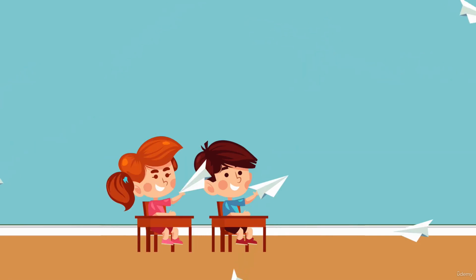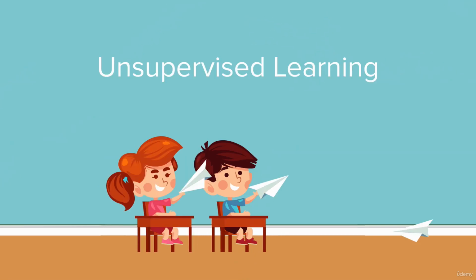Now we're going to talk about unsupervised learning. And this is when the teacher goes out of the room and all the children go crazy. No, I'm just kidding. It's one of the other major types of machine learning.